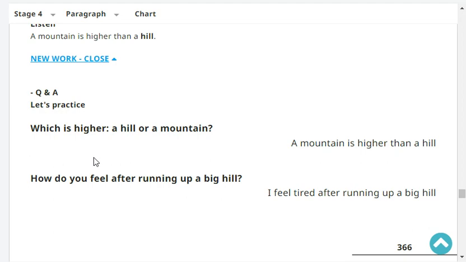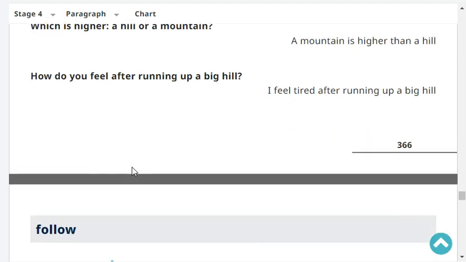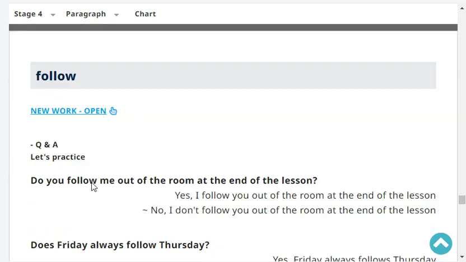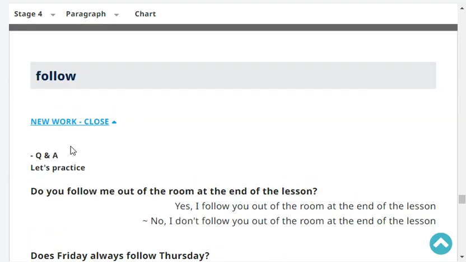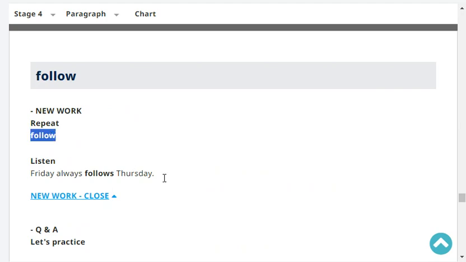How do you feel after running up a big hill? I feel tired after running up a big hill. Very good. Next, repeat. Follow. Very good.